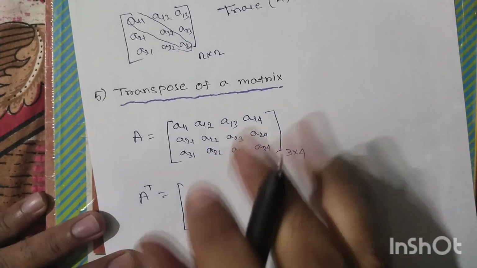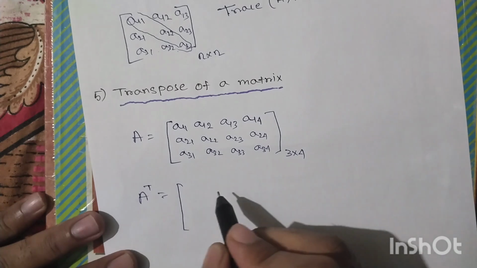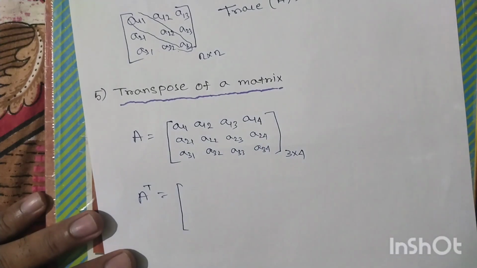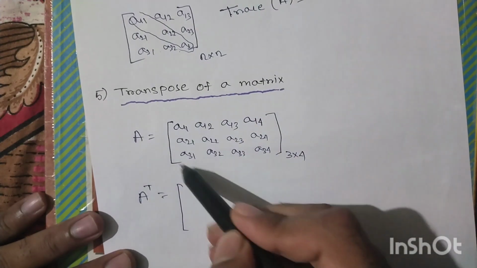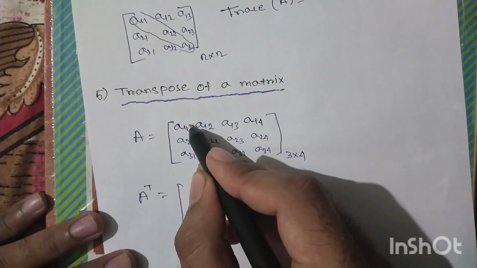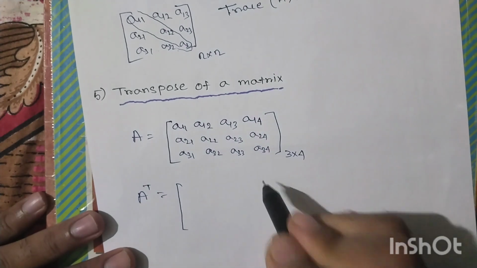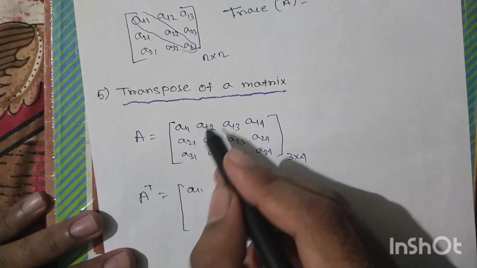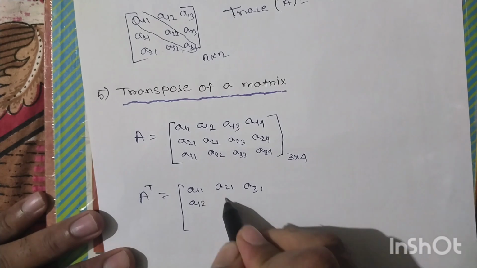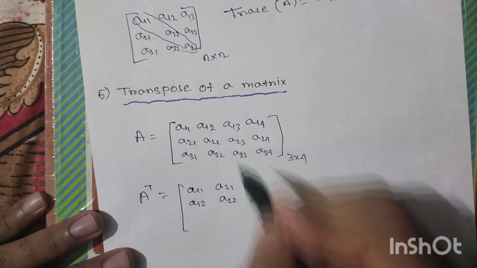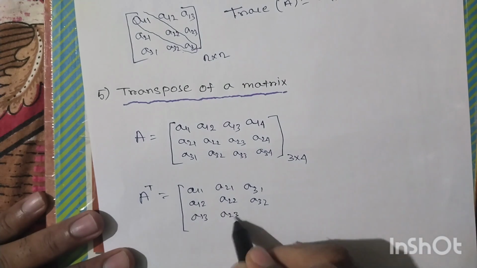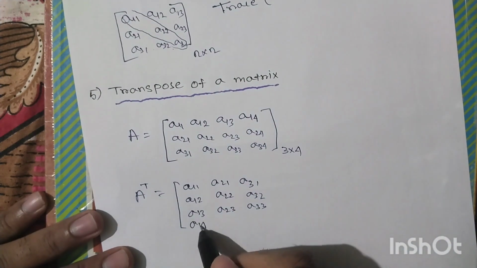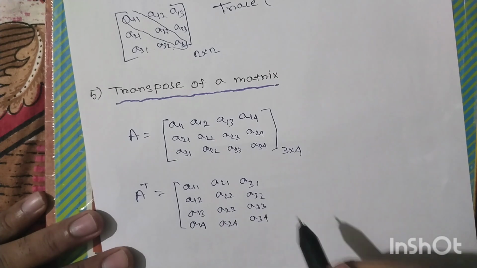First, let's take a technique. To get the transpose, write each column as a row. Again, make each column a row. Here is the first column; make it the first row: A11, A21, A31. Second column, make it the second row: A12, A22, A32. Third column, similarly: A13, A23, A33. Fourth column, make it A14, A24, A34.